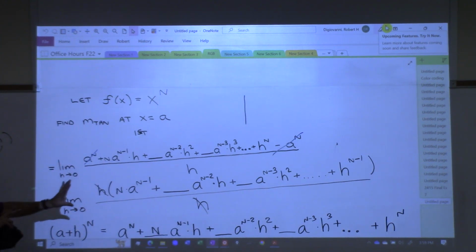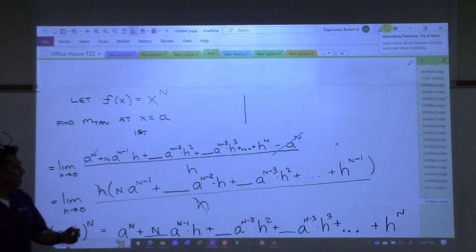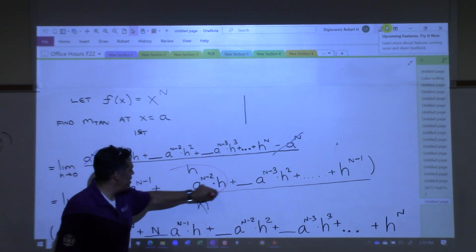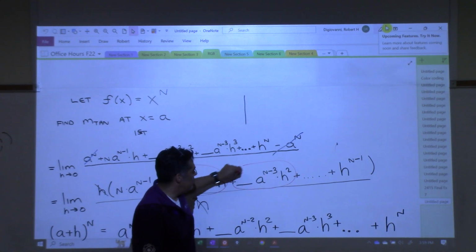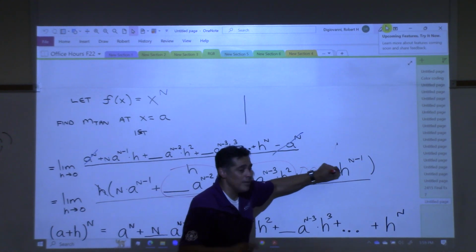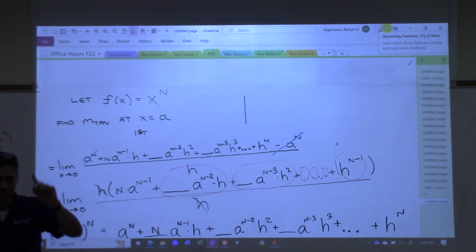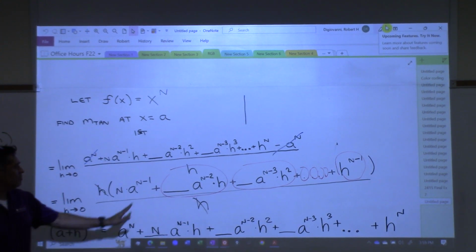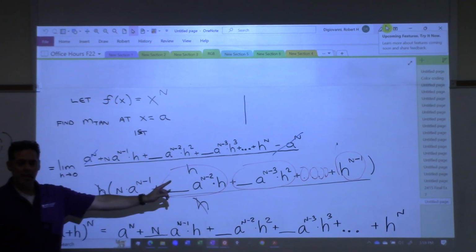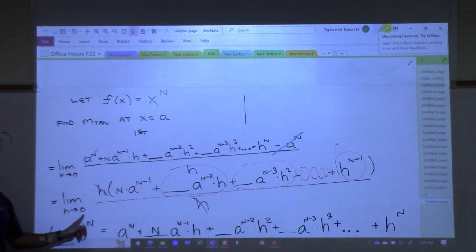And now, looking at this, what can you tell me about every single one of these in red, even all the ones that I don't even know? What do they all have in common, Nicholas? H. They all have at least one h, right? You all agree? Everything in red has at least one h. And I'm about to let h go to what? 0.